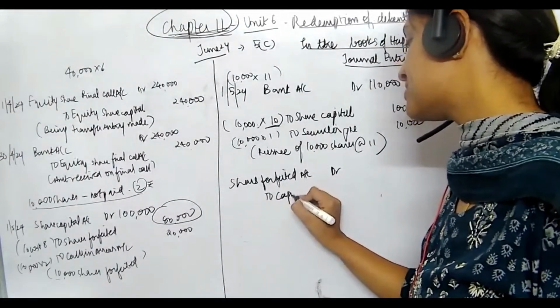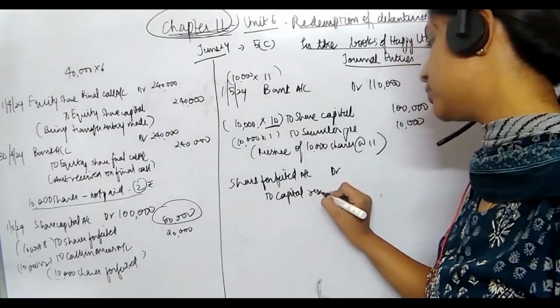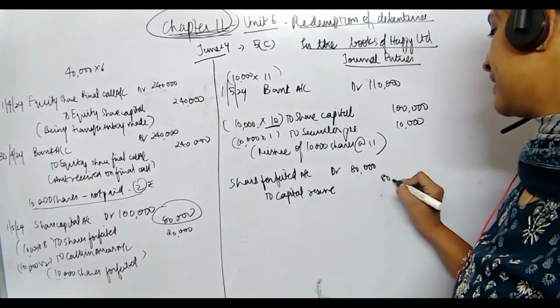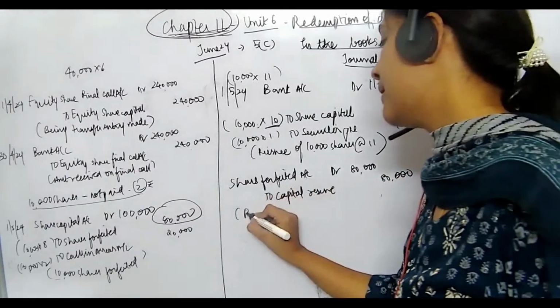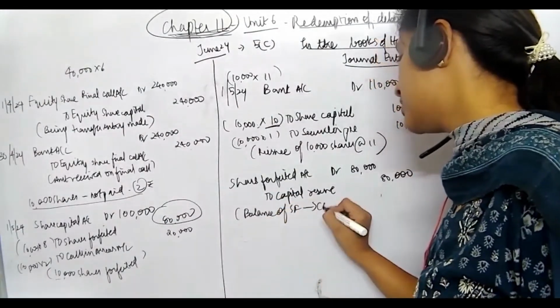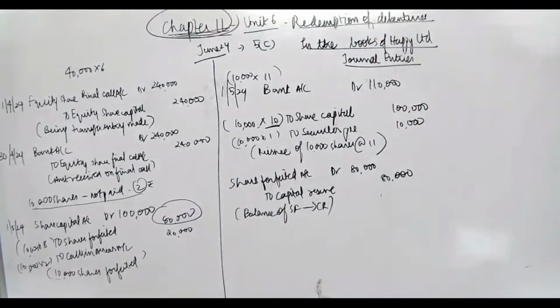I am transferring it into the capital reserve of how much? 80,000. 80,000. So what is the narration? Balance of shares forfeited transferred to the capital reserve. Okay, you people have to write it in full forms. Don't use short forms, not accepted.